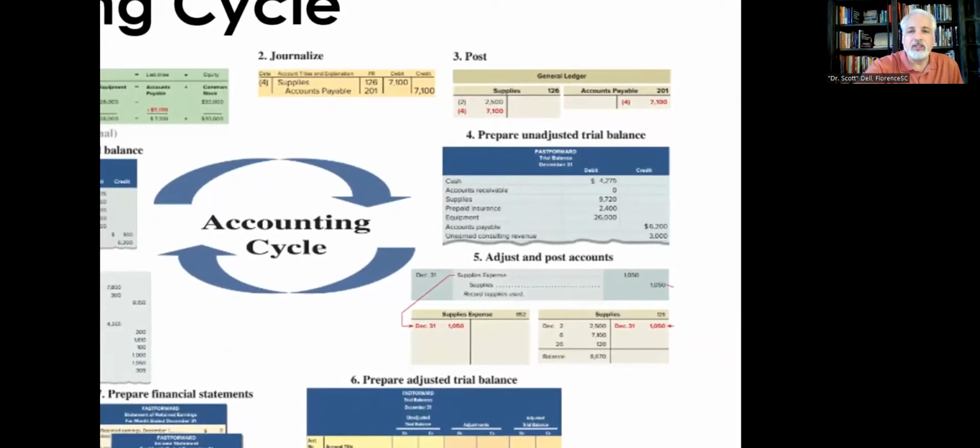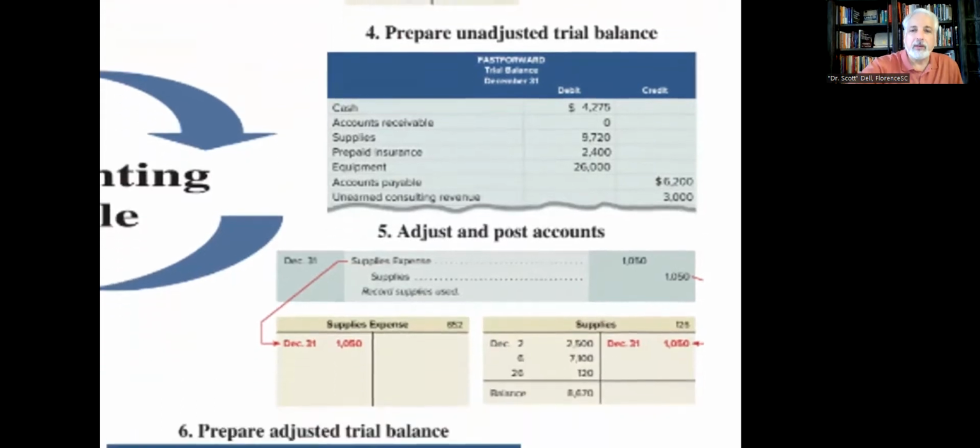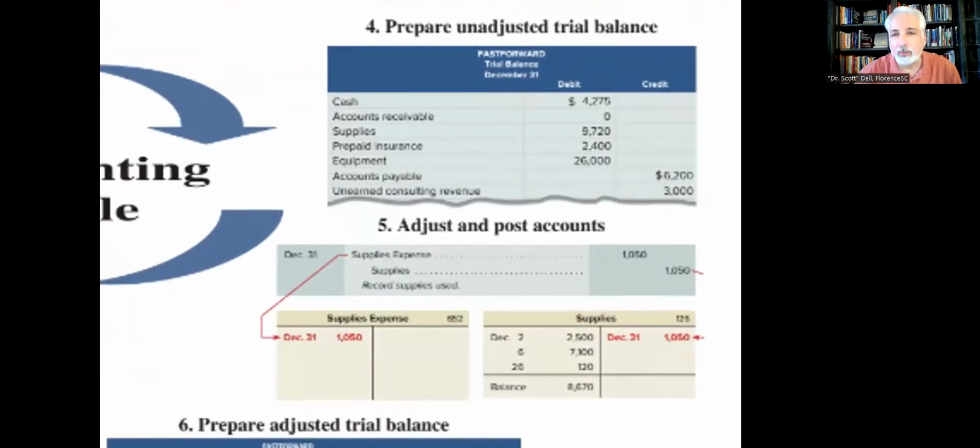Then we post into these things called T accounts. Cash is one T account. Common stock is a T account. Accounts receivable is a T account. Sales revenue, service revenue, rent expense, they're all individual T accounts. And that's where all the transactions get posted to. There's a posting process. Then we prepare what's called an unadjusted trial balance.